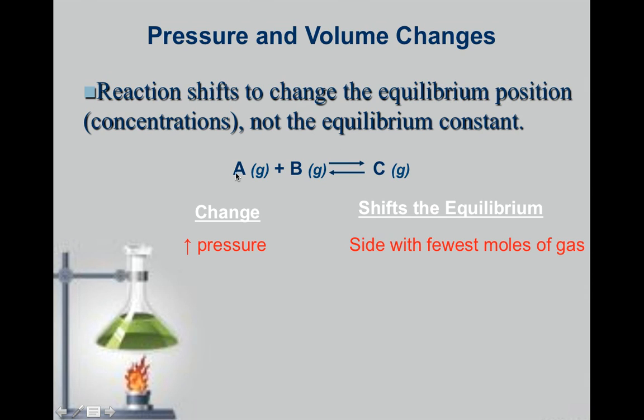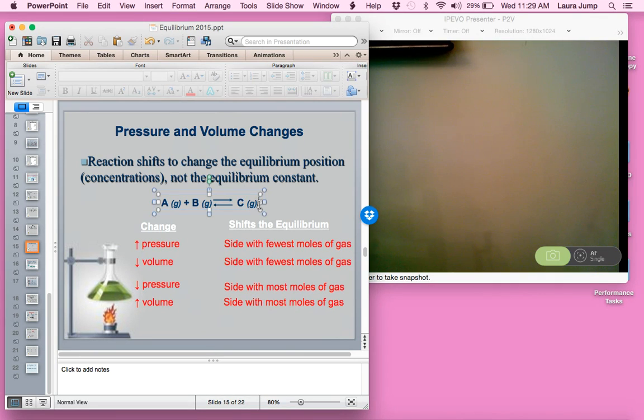Okay, so we have 1 mole and 1 mole. So that means we have a total of 2 moles on the reactant side. And we have 1 mole on the product side. Let me see if I can go ahead and just add that in there really quick. So we have 2 moles of gas on the reactant side and 1 mole of gas on the product side.